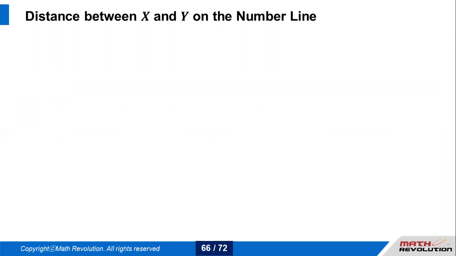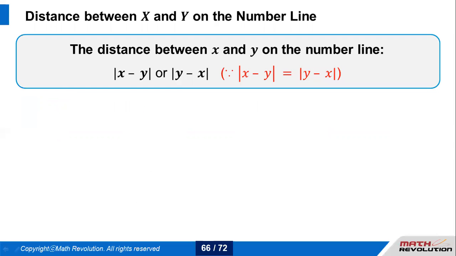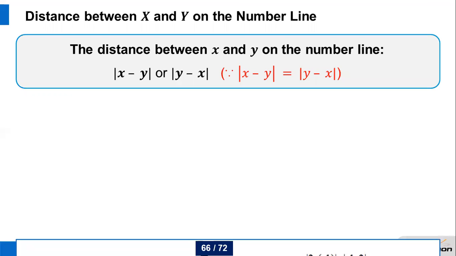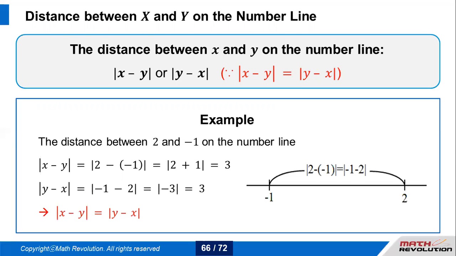This is also a frequently appearing concept: distance between x and y on the number line. So the distance between x and y on the number line could be modulus of x minus y, or it could be modulus of y minus x. So 2 minus of minus 1. See, we're dealing with distance, so there's nothing called a negative.